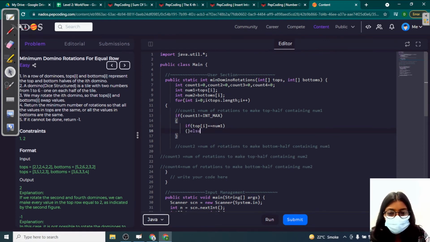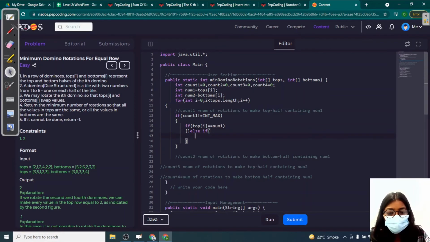Else, if my bottom of I is equal to number 1, then rotate. Increase the rotation, that is my count. Bottom of I is equal to number 1, then increase the count 1, plus plus.